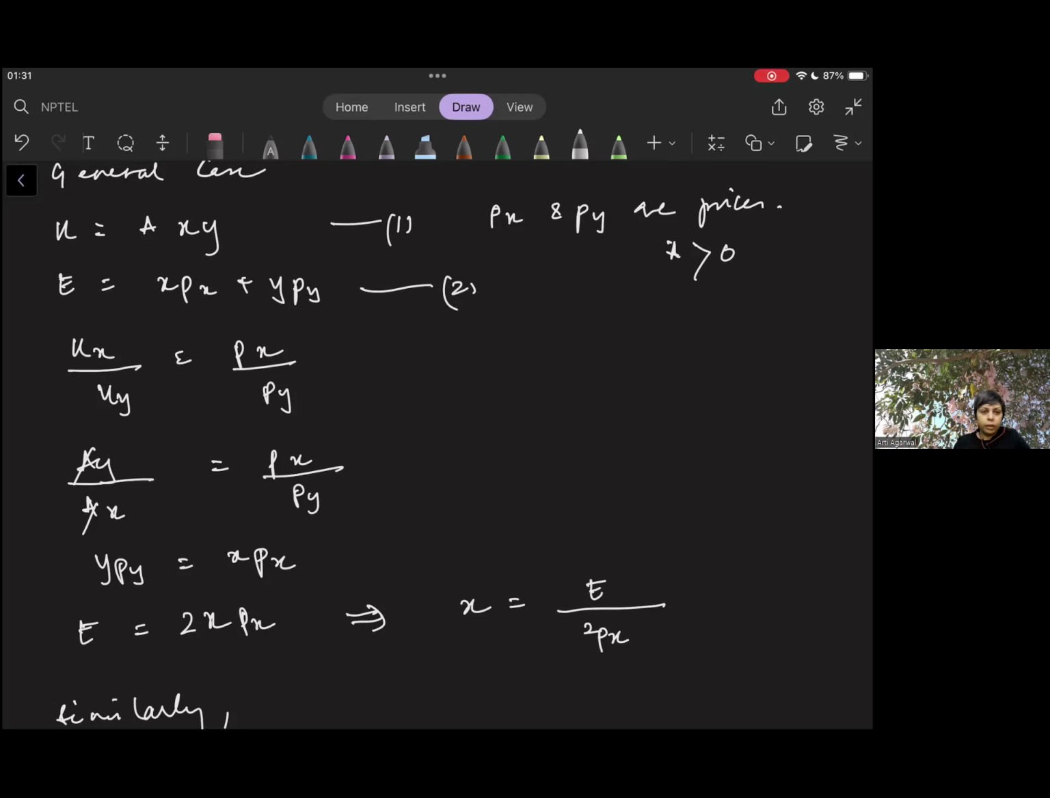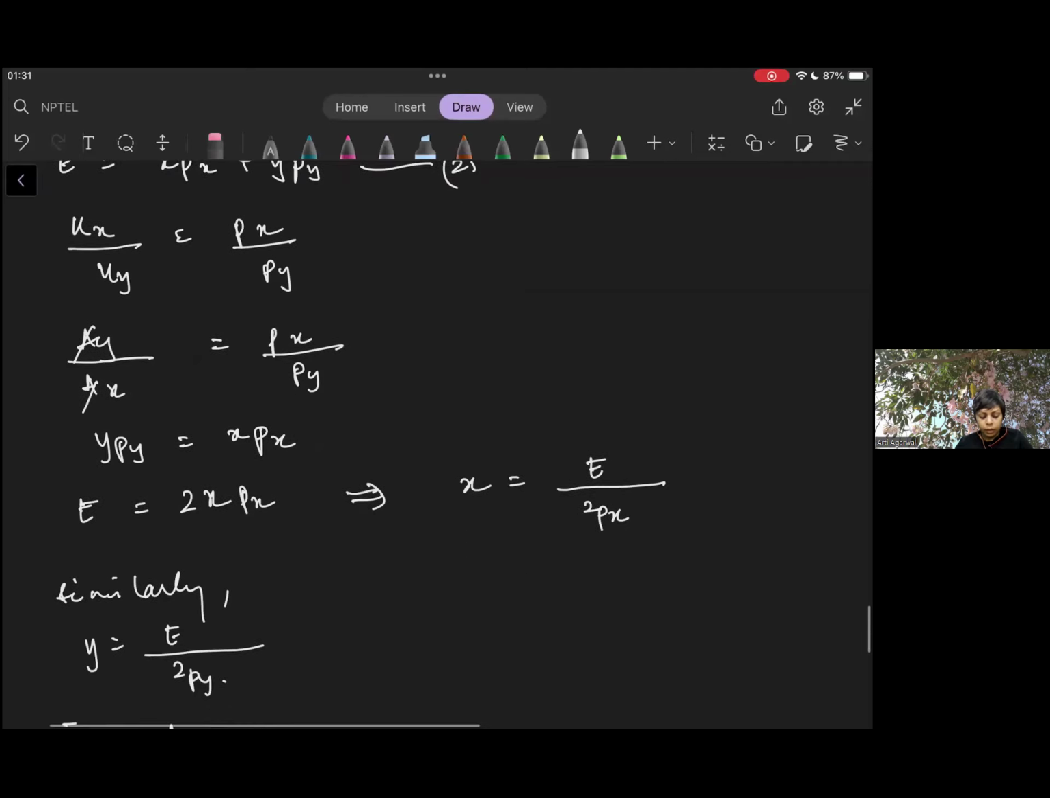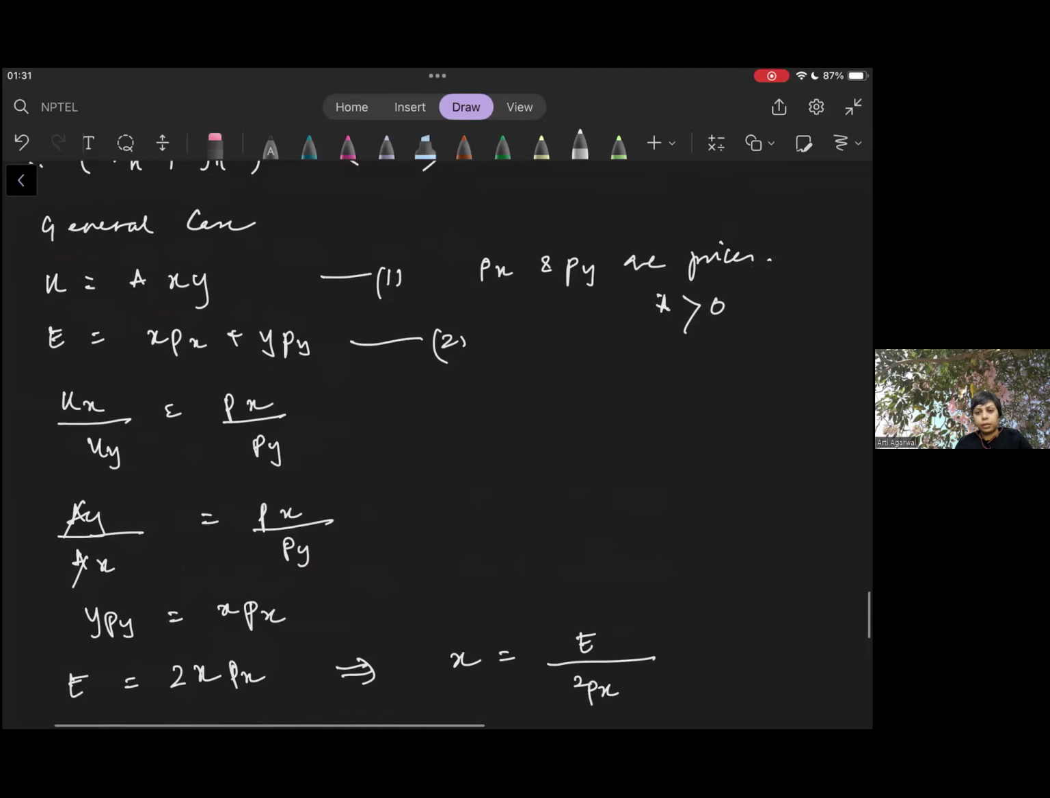But if you're given x to the power alpha, y to the power beta, or something like that, you will still take the same approach. You will just get some more constants here and there. Or this may not be a Cobb-Douglas, it may be a quasi-linear function. Then for quasi-linear, you have to check if there is a corner solution. If there's no corner solution, then you can obviously do this kind of treatment for it.